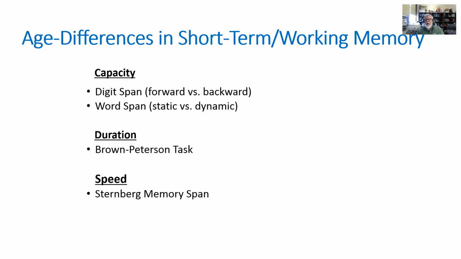Once you've deposited a psychological code or object into short-term or working memory, how long does it hang around before it decays? And then finally, we're going to look at a third dimension of working memory, short-term memory if you will, and that is the speed of processing on the contents of short-term memory. How quickly can we access and process information that's already in our short-term memory? And we'll look at age differences along all three dimensions here.